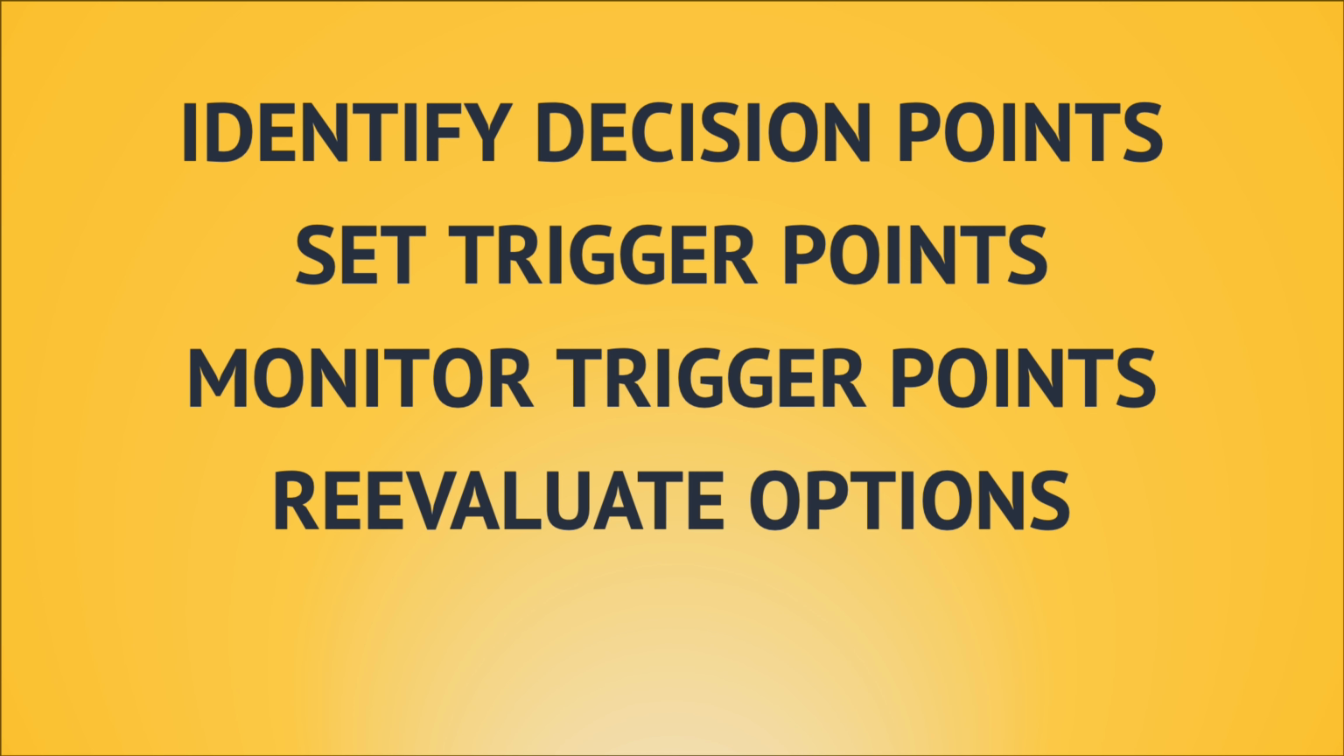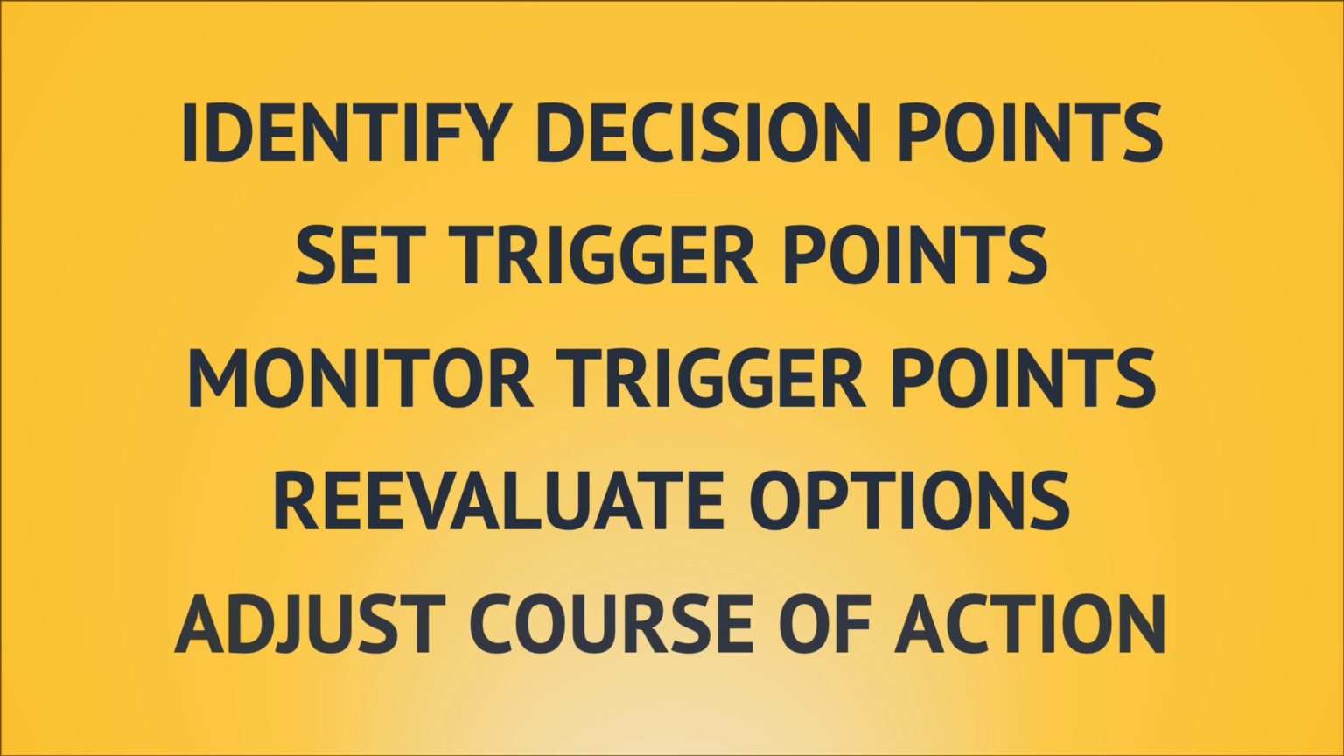Based on the re-evaluation, adjust your course of action as necessary. This may involve modifying your plans, changing priorities, or exploring alternative options that better align with the current situation. The Tripwire Technique serves as a proactive mechanism for staying alert to changes and uncertainties in the decision-making environment. By setting trigger points and regularly reassessing options, individuals can make more agile and adaptive decisions that are responsive to evolving circumstances.